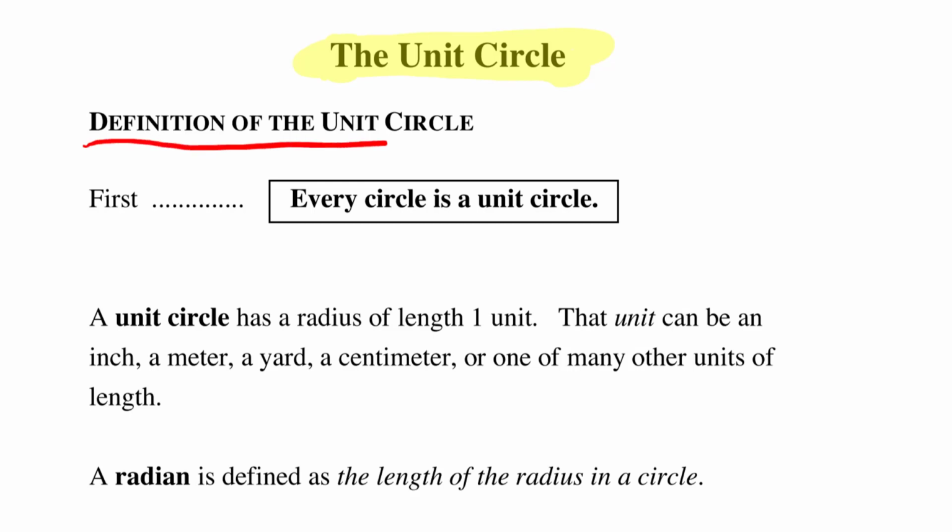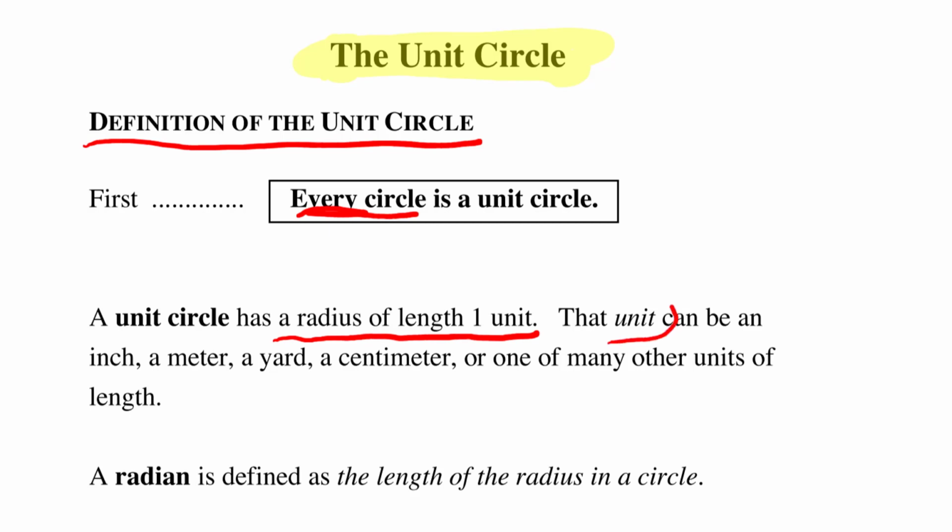Hi, I'm Bob Pryor, and today I'm talking to you about the unit circle, specifically about definitions of the unit circle and points on the unit circle. It's important to know that actually every circle is a unit circle. A unit circle simply has a radius of length 1 unit.